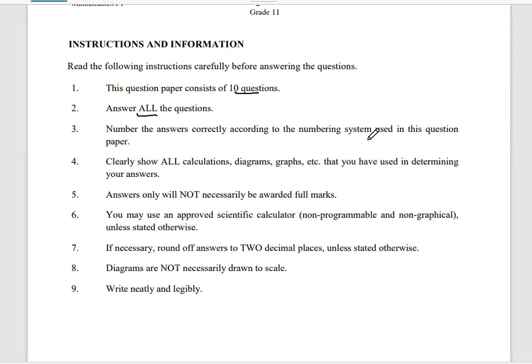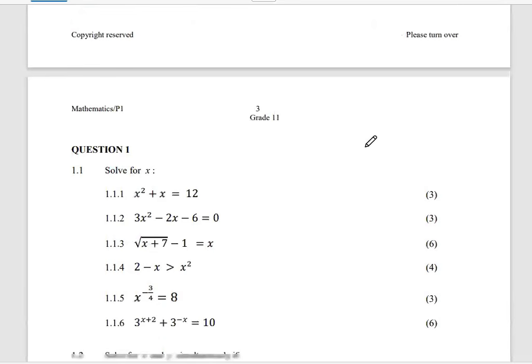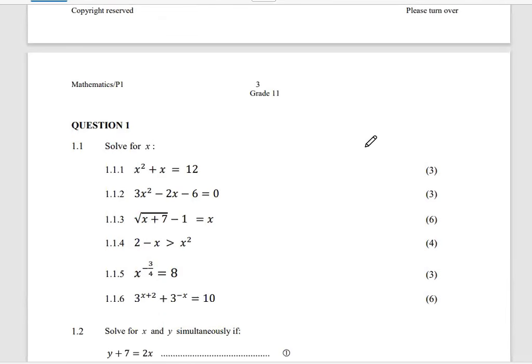Okay, then question number 1. Question number 1, which is always a solve for x. They want us to solve for x. We have 6 sums. The first one is x squared plus x is equal to 12. So step number 1, this is a quadratic equation. We need to create a standard equation, whereby everything is on one side. So minus 12 is equal to 0. And then we can do the factoring out.